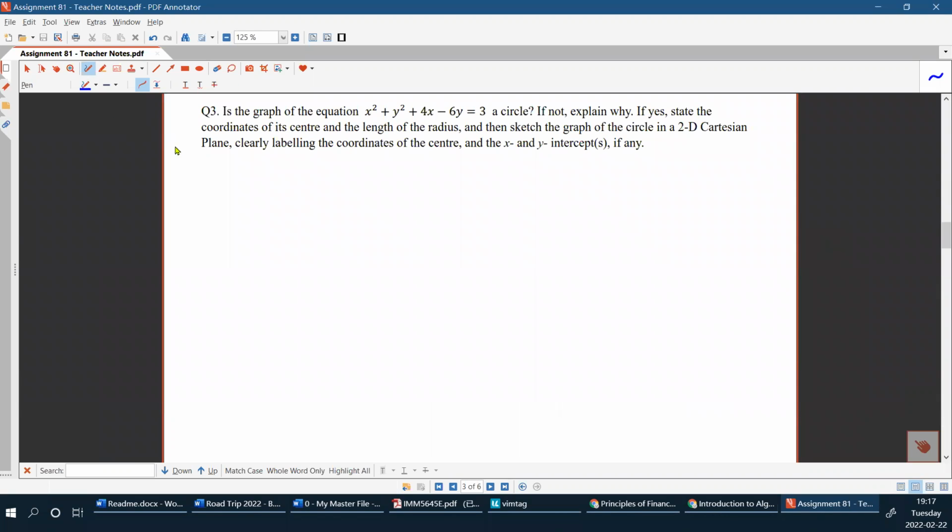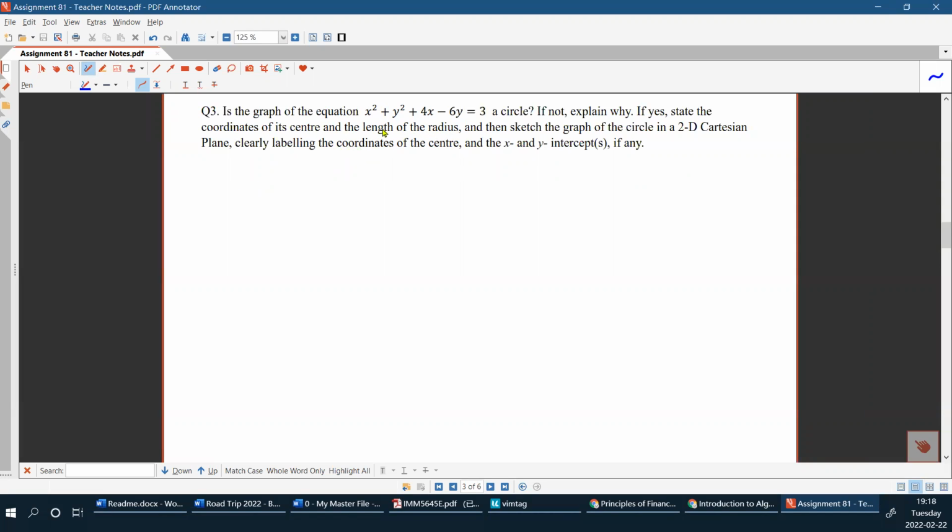Right, let's have a look at this question. Is the graph of the equation a circle? If not, explain why. If yes, state the coordinates of the center and length of the radius. Then sketch the graph of the circle in a 2D Cartesian plane, clearly labeling the coordinates of the x and y intercepts, if any.